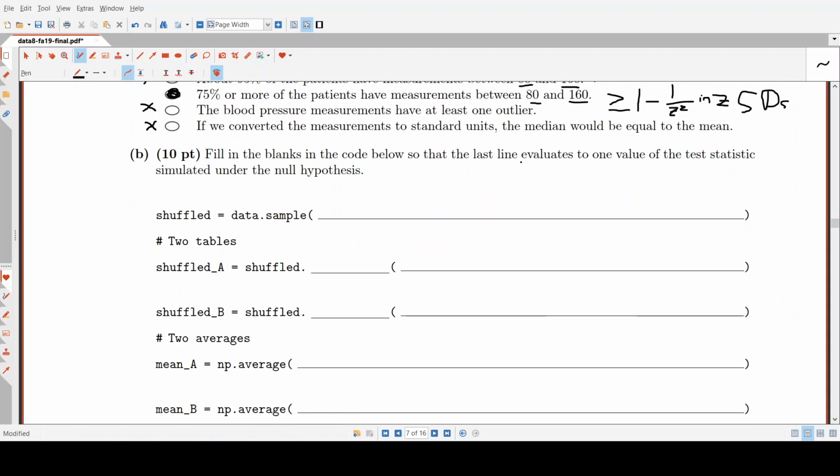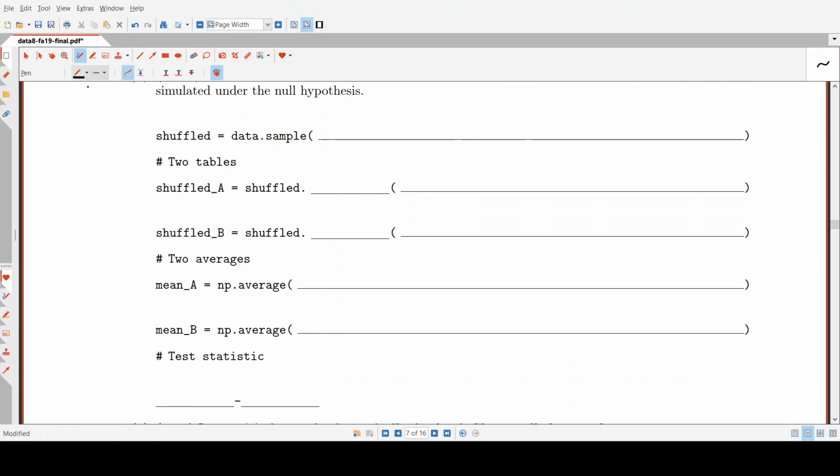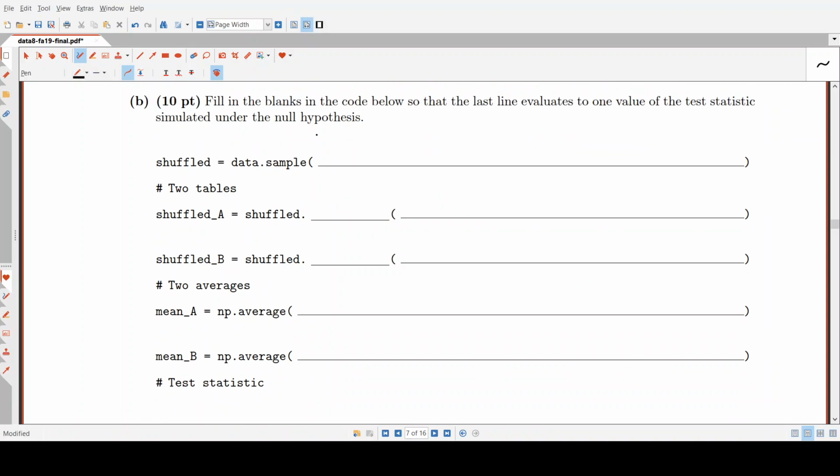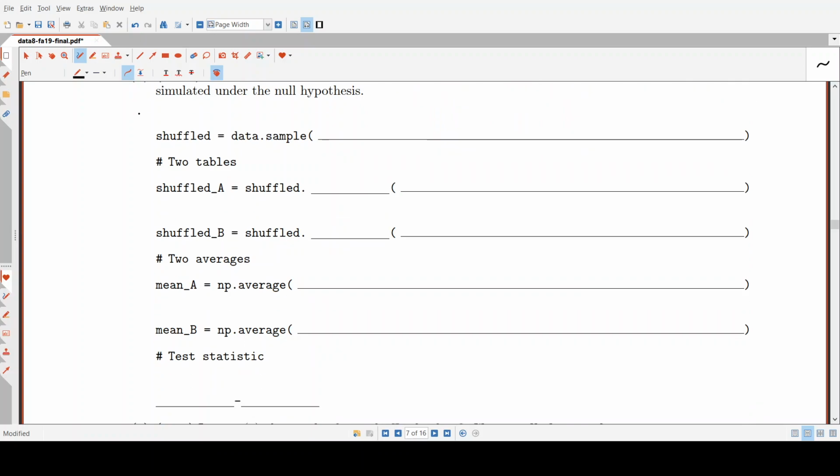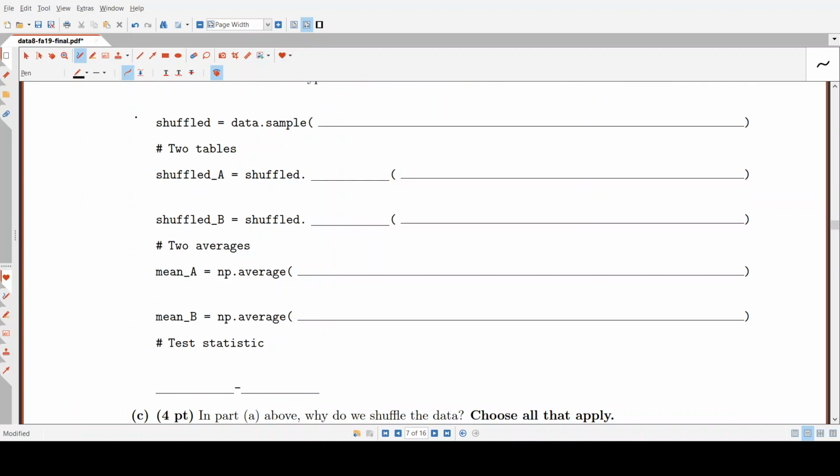Okay, part B. Fill in the blanks in the code so that the last line evaluates to one value of the test statistic simulated under the null hypothesis. So the question we want to know here is, what kind of hypothesis test are we doing? You can think about that for a second, but the answer is that we're doing an A/B test.